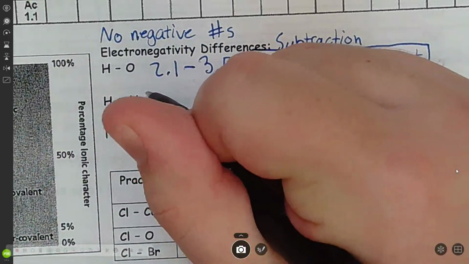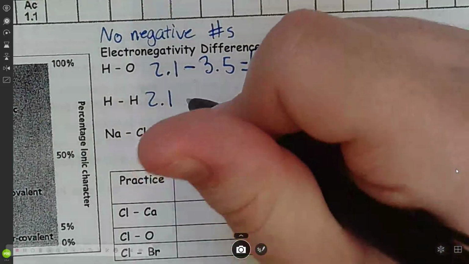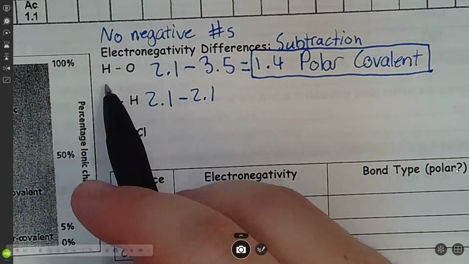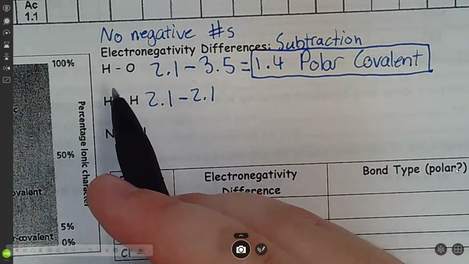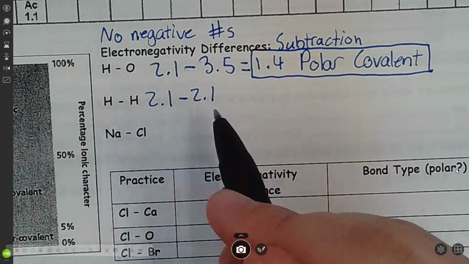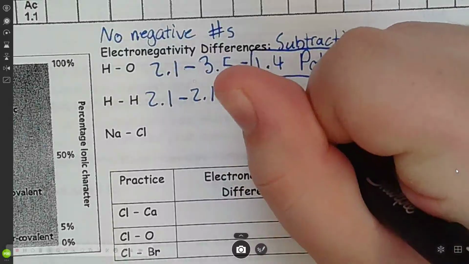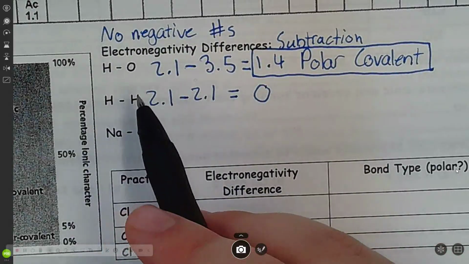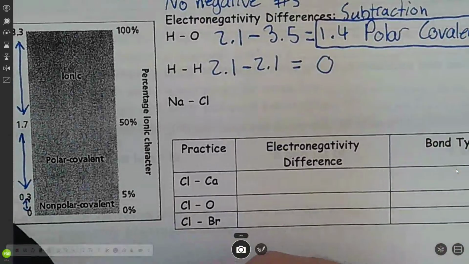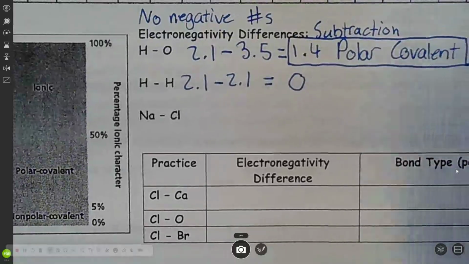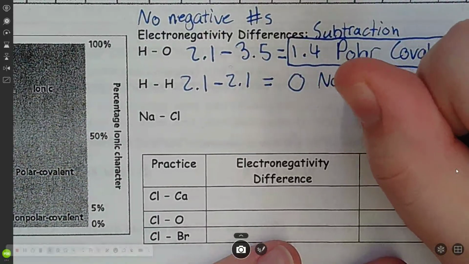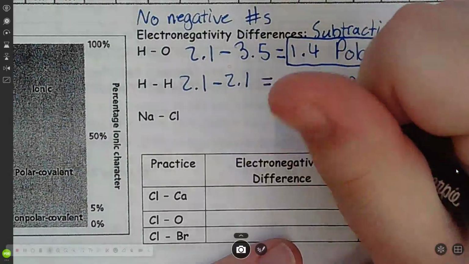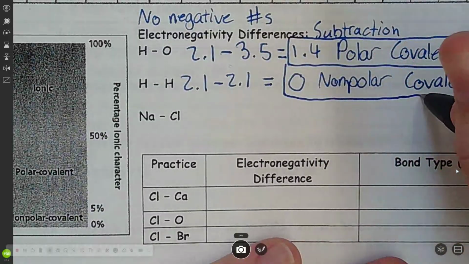So here we've got 2.1 minus 2.1 because it's hydrogen minus hydrogen. This is actually a diatom. This would be H2. And so you'll see that when we do 2.1 minus 2.1, we get a value of 0. There's no electronegativity difference because it's the same atom. And so on our chart, 0 means it's nonpolar covalent. Nonpolar covalent. And that is why all of our diatoms are a nonpolar covalent bond.